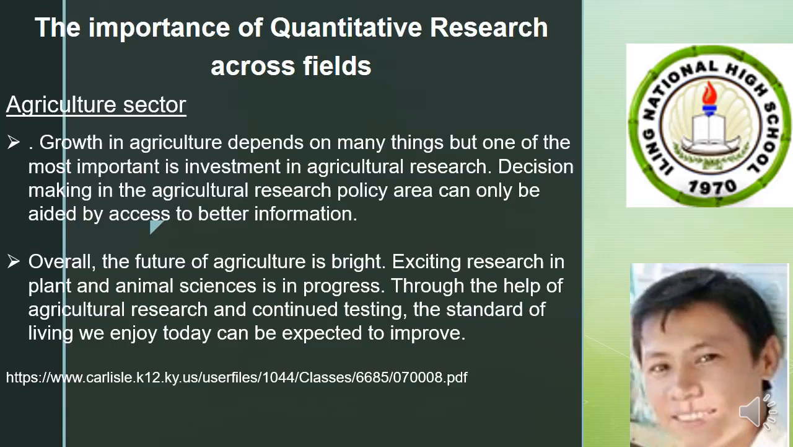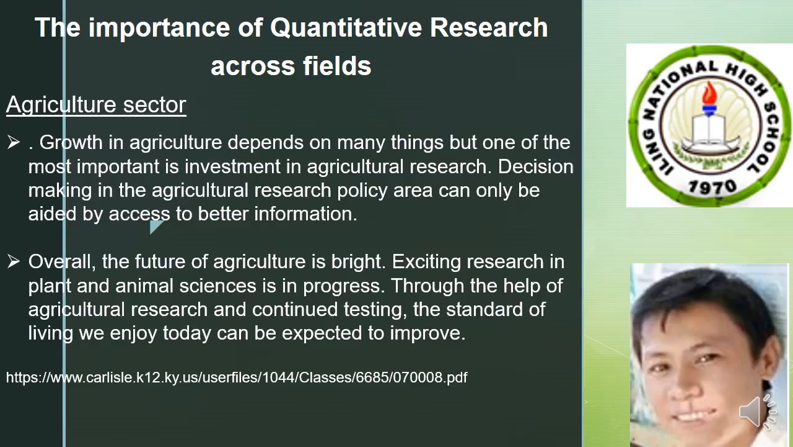Overall, the future of agriculture is bright. Sino ba ang hindi kumakain? Sino ba ang hindi nagmi-meat? Sino ba ang hindi nagdadamit? No? Sa talagang agriculture is mayroon siyang bright future. No? But of course, nakadepende yan doon sa mga technology na ginagamit natin.